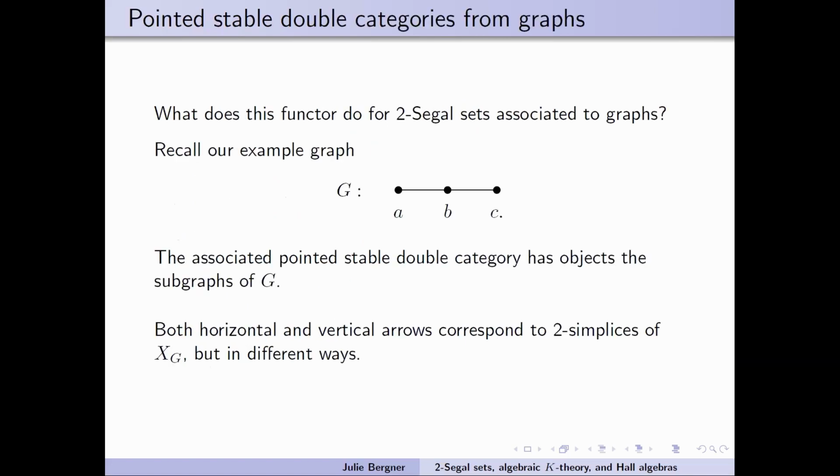So let's look at this. Earlier this morning, I talked about this example of 2-Segal sets associated to graphs. And we had our running example G, this 3-vertex, 2-edge graph. So we obtained a reduced 2-Segal set from that. What's the associated pointed stable double category? Well, its objects are supposed to be the one-simplices. Those were just the subgraphs of G. And both the horizontal and vertical arrows should correspond to two-simplices. So these were subgraphs with a partition of the vertices into two sets. But this is where we can see.